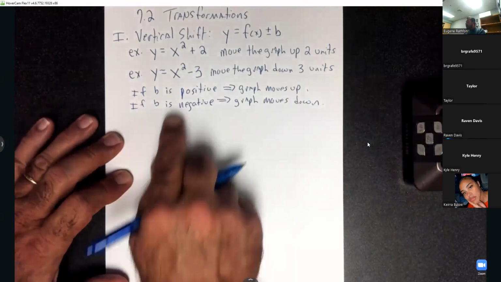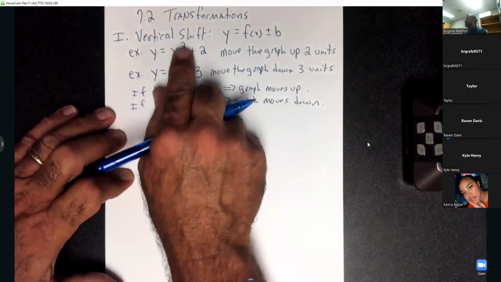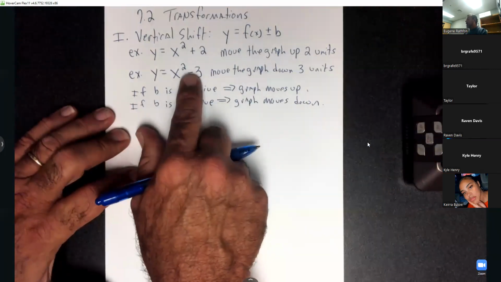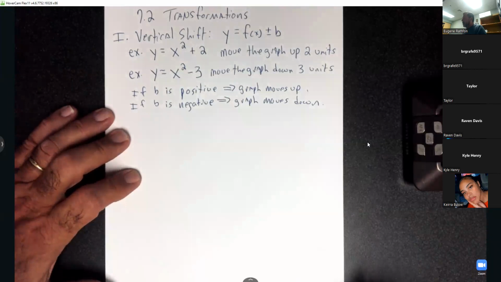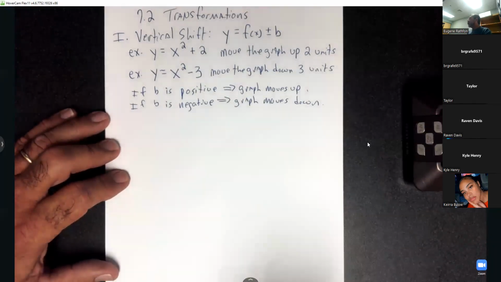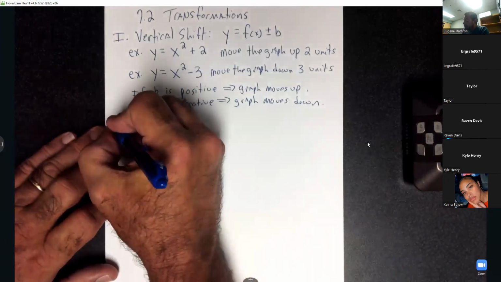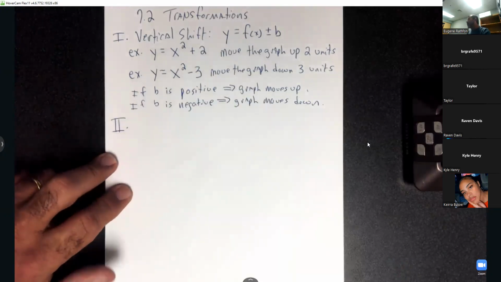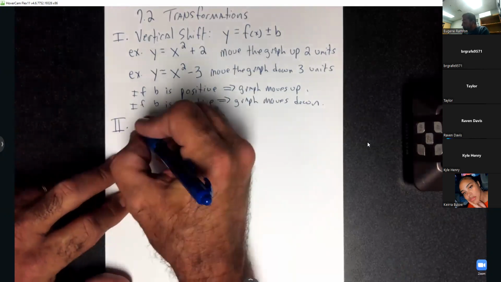And y'all, it doesn't matter which one of those 7 basic graphs I use. If I add, it's moving it up. If I subtract, it's moving it down. So that's how we get our vertical shift, by adding or subtracting a number from the end of the function. So you've got to be careful. The next one is a horizontal shift.